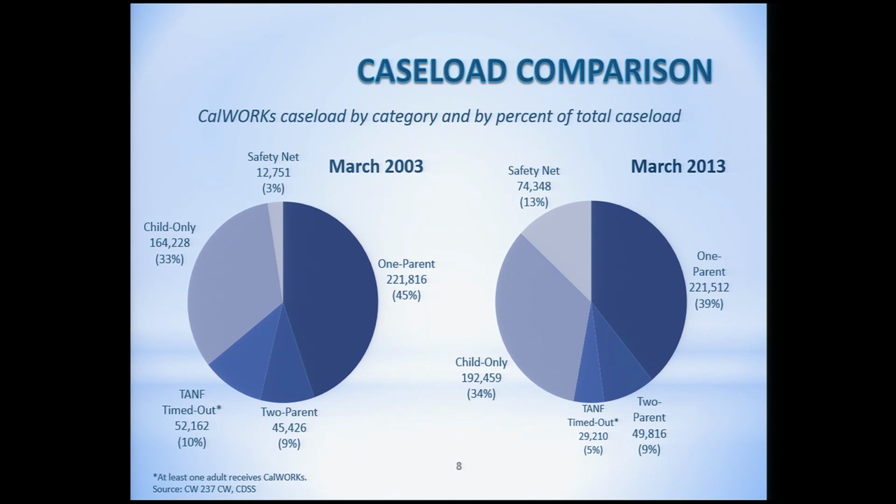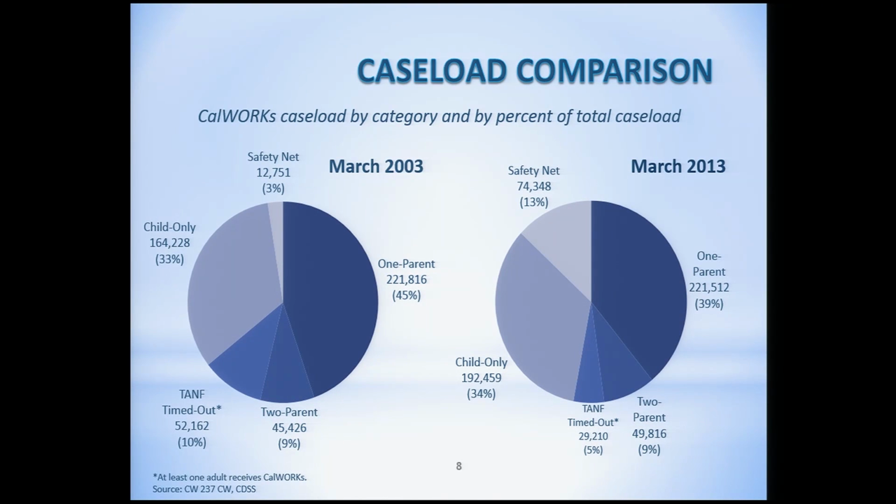The safety net is, again, that timed out group. And in March 2003, that's only 3%. It's a very small group. That's because that was just the very beginnings. We started that clock, that 5-year clock, in 1998. So 2003 would have been the very beginning of that.